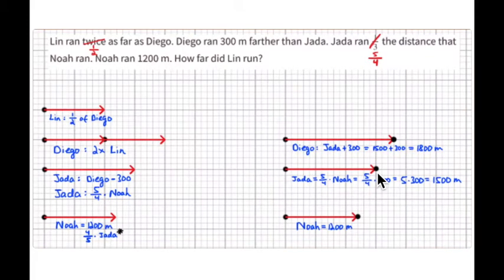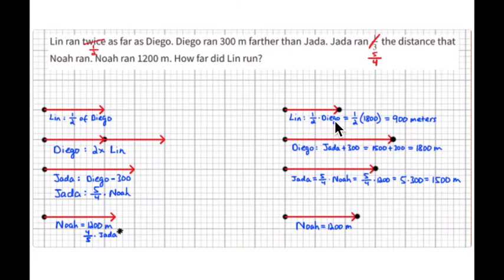And remember that Diego ran 300 meters farther than Jada. So now Diego is Jada plus 300 meters. So it's 1,500 plus this 300, which is 1,800 meters. And Lynn ran half as far as Diego. So it's 1/2 of this 1,800 meters. So half of 1,800 is 900 meters. So Lynn's back to here.